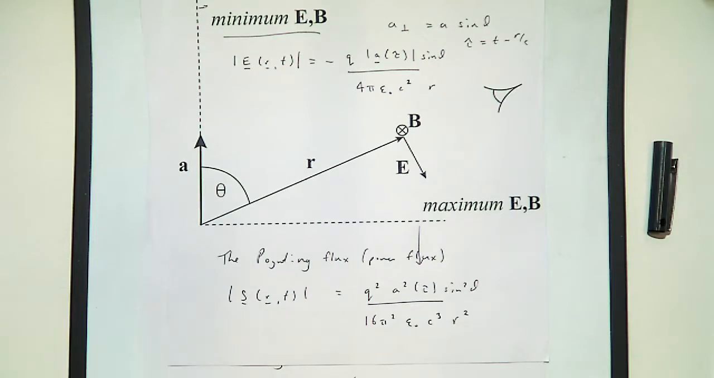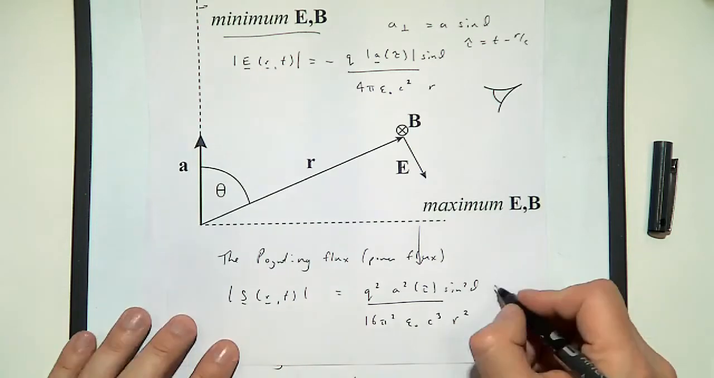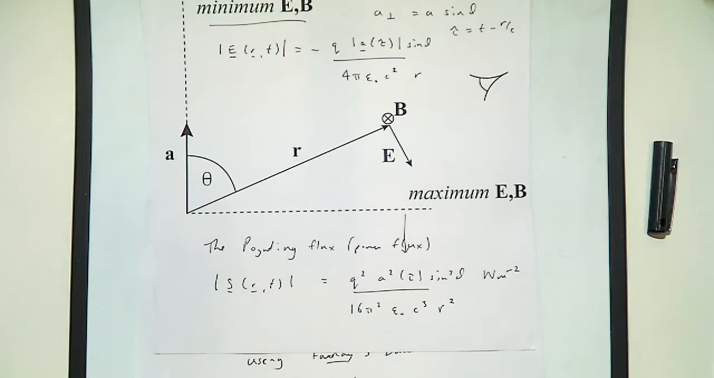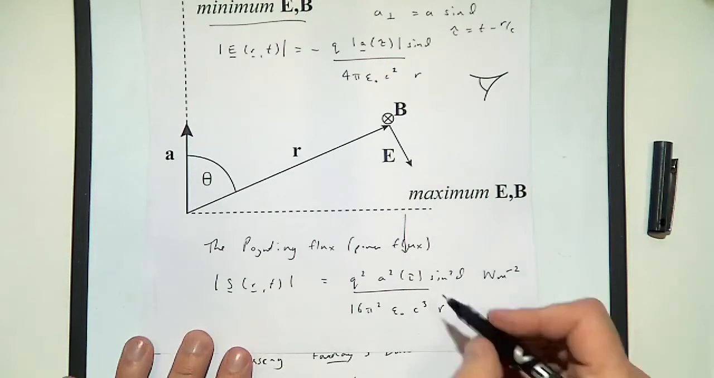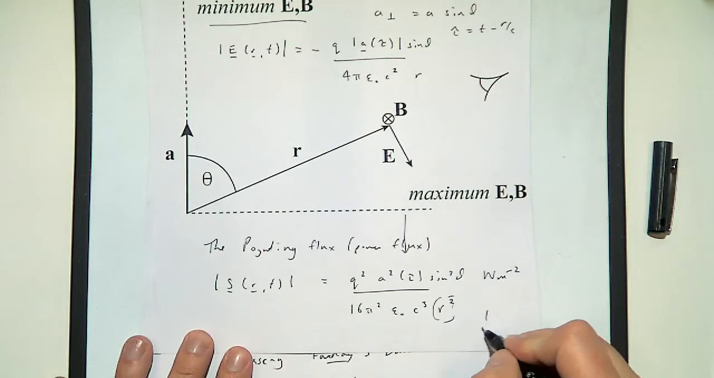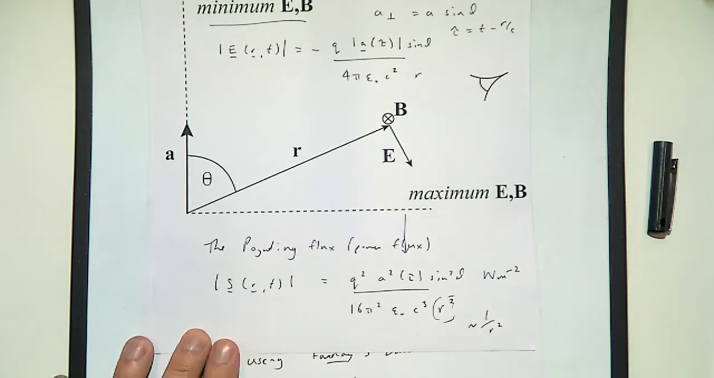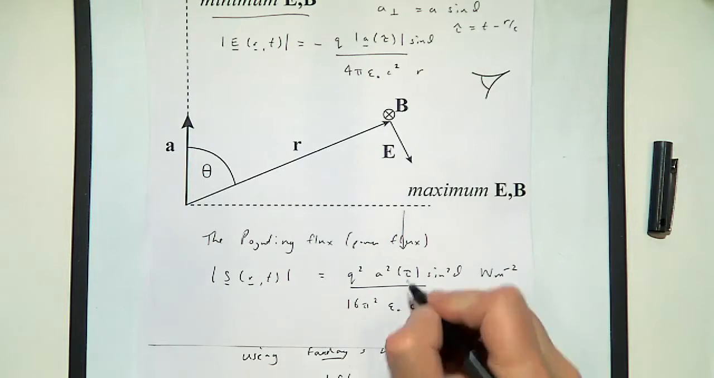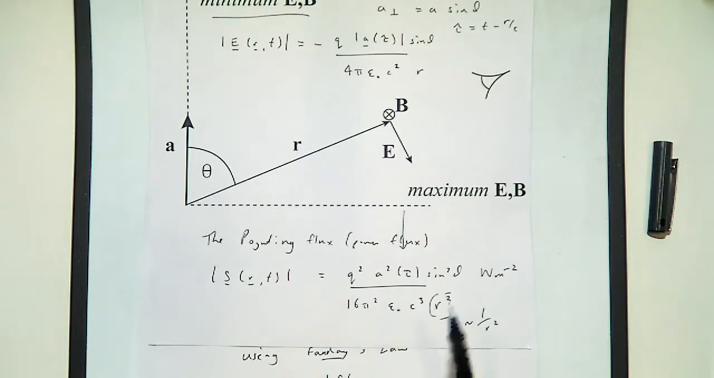So the Poynting flux is going to be given in watts per square meter. And what do we see in this? We see, again, it falls as 1 over r squared as it should for conservation of energy. I've put in the retarded time now, tau. The total amount of energy emitted is proportional to the acceleration squared. So double the acceleration, I get 4 times the energy emitted.